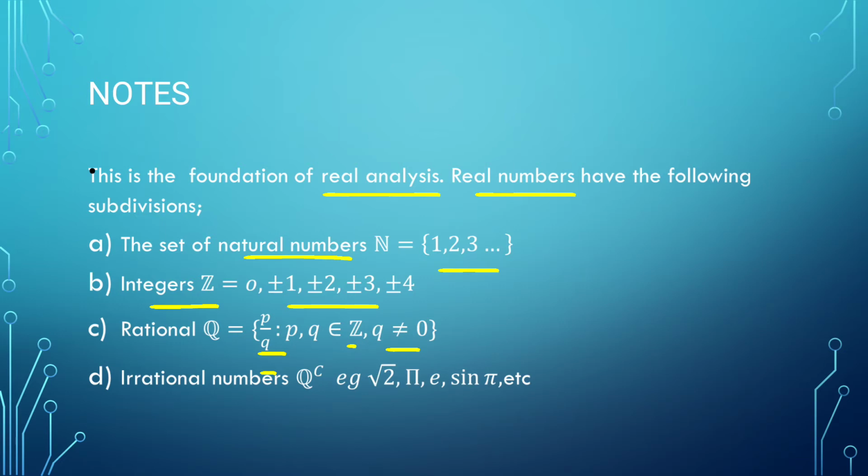We have irrational numbers, which are the complement of the rational numbers. You will see that we can't express them in the form p over q, like root 2, pi, exponents, sin pi, and so on.